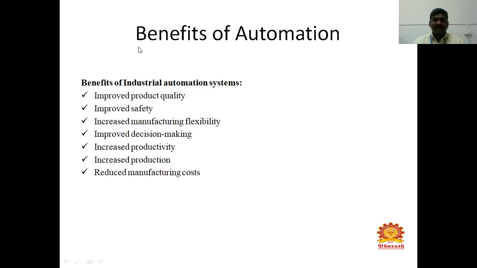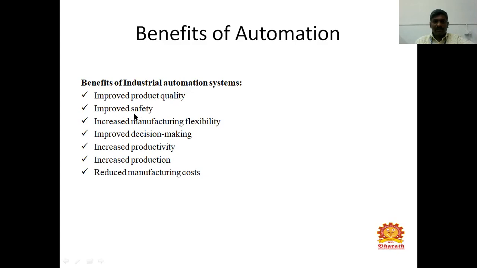Okay. Next one is the benefits of automation. What are the benefits of using automation? Look at this: improved product quality. First of all, improved product quality. Compared to human product quality, the machine product quality is very good.